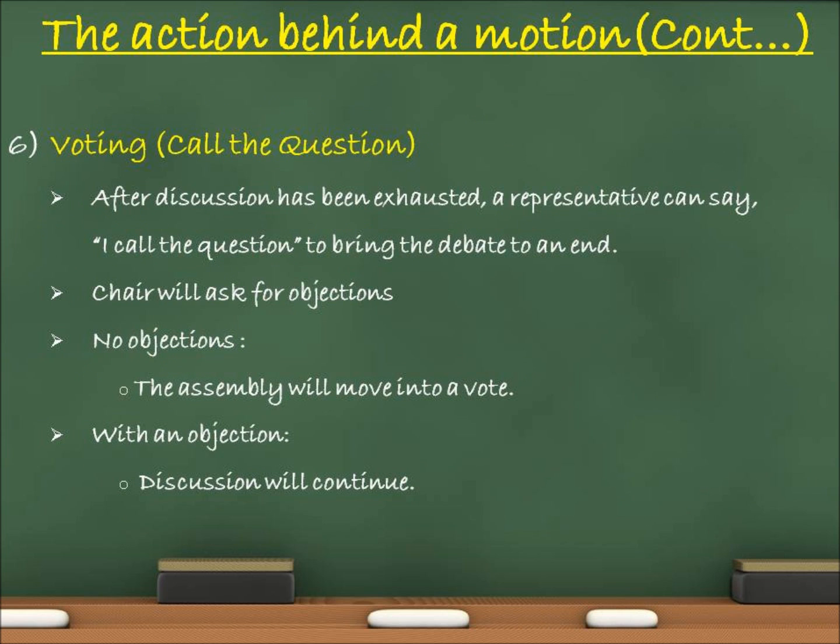Step 6. Voting. Call the question. After discussion has been exhausted, a representative can say, "I call the question," to bring the debate to an end. The chair will then ask for objections. If there are no objections, the assembly will move into a vote. If there is an objection, the discussion will continue.